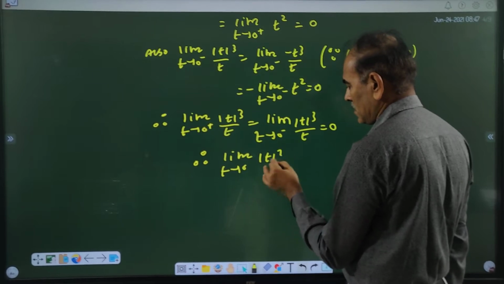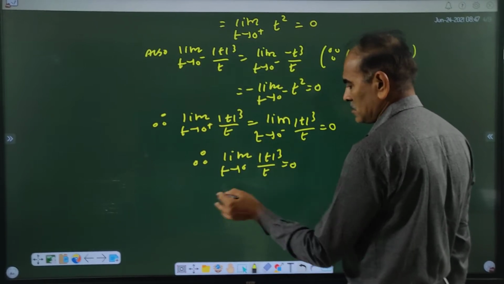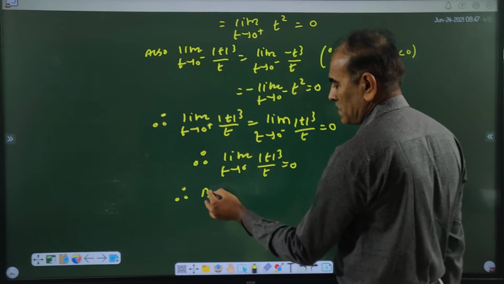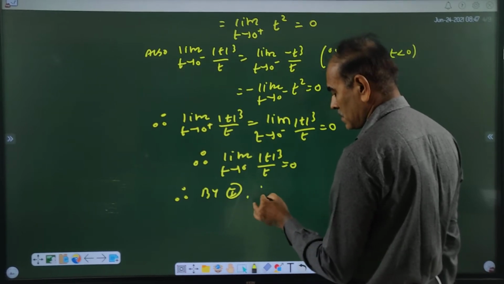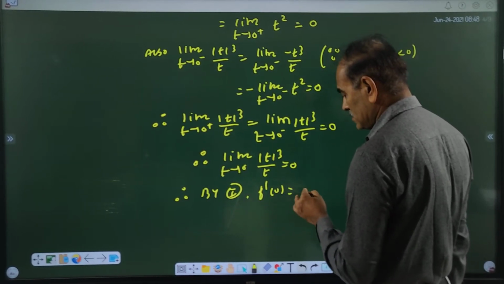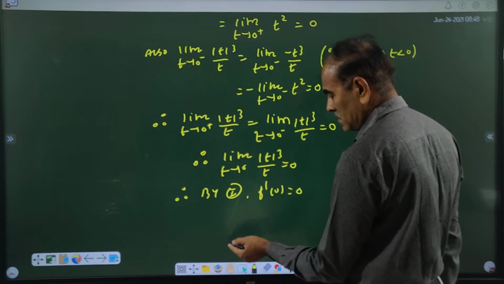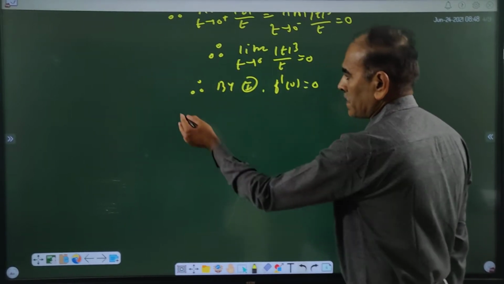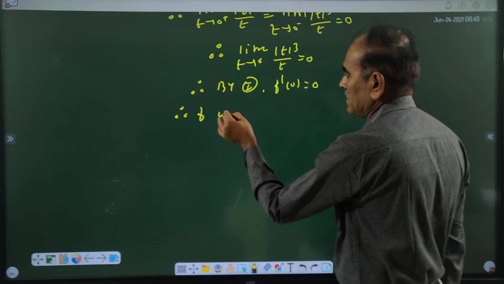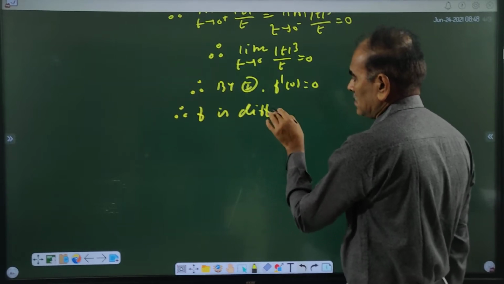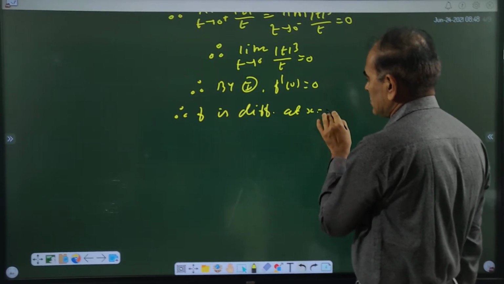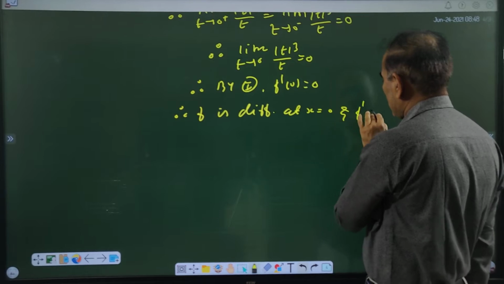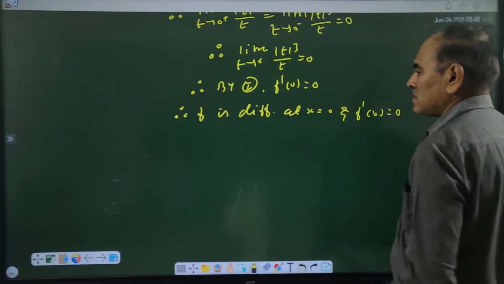Mod t cube upon t limit is equal to 0, and therefore by 1, f dash 0 is equal to 0. And therefore f is differentiable at x is equal to 0, and f dash 0 is 0.